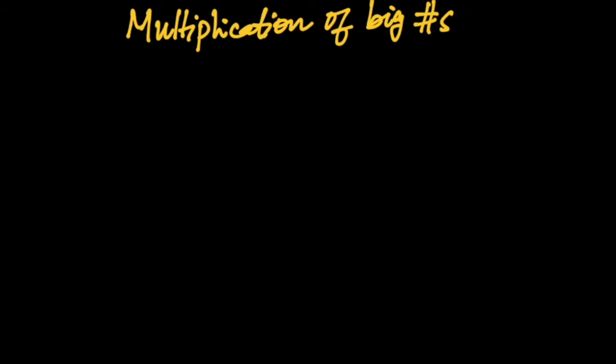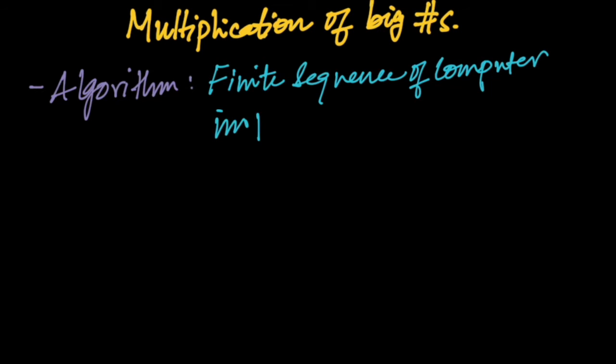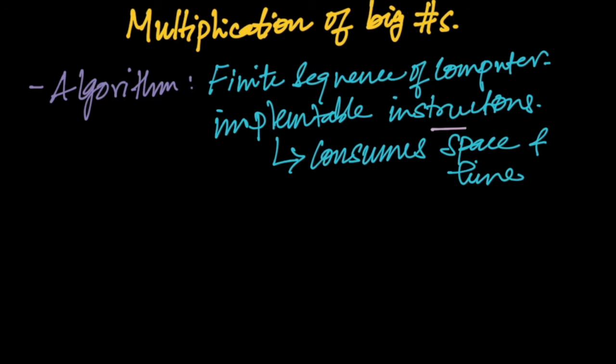Now let's talk about multiplication of big numbers. So here first we will learn about algorithm. So what is an algorithm? An algorithm is a finite sequence of computer implementable instructions. It consumes space and time.